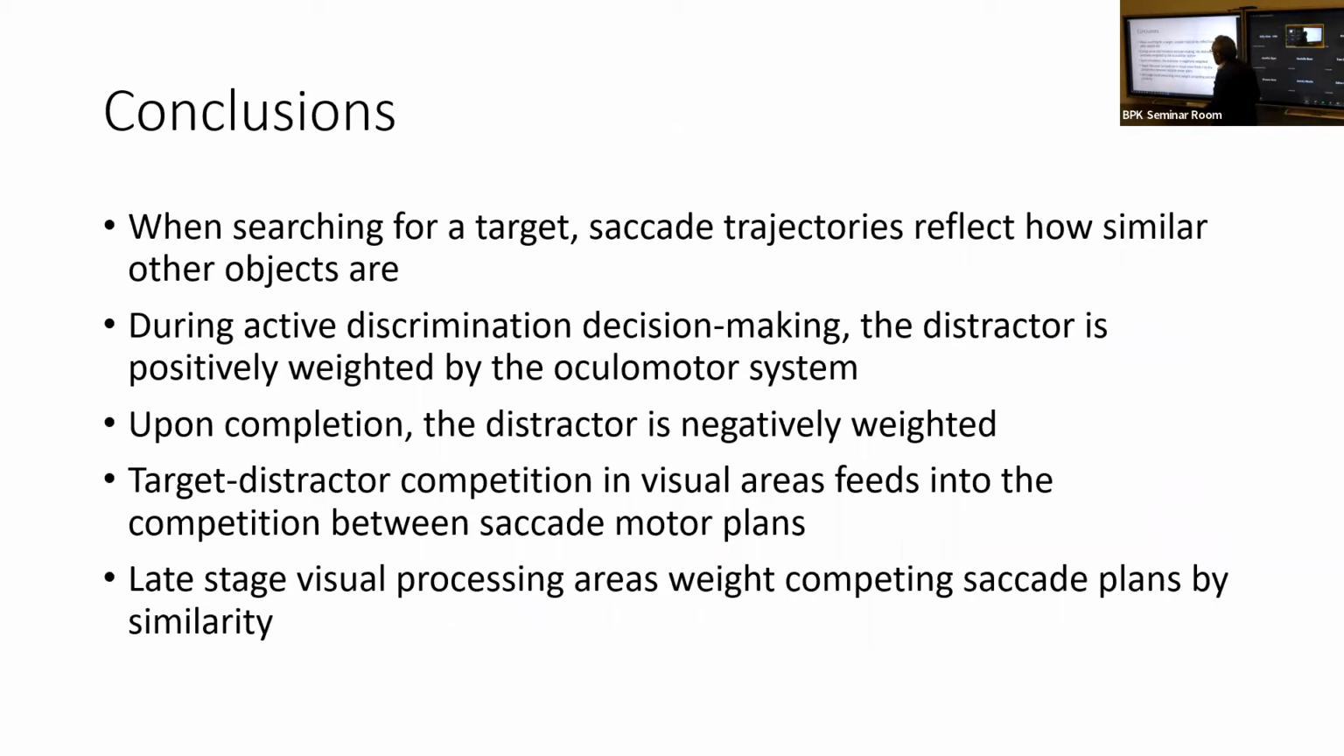So when you search for a target, saccade trajectories reflect how similar the other objects are. When you're actively discriminating between the items on the screen, the distractor is positively weighted by the oculomotor system, but when you complete that discrimination, decision-making is over, then you can inhibit it. The target distractor competition in visual areas feeds into the competition between the saccade motor plans, and these late-stage visual processing areas like TE or TEO have to provide weighting for the competing saccade plans based on similarity that only they can compute.